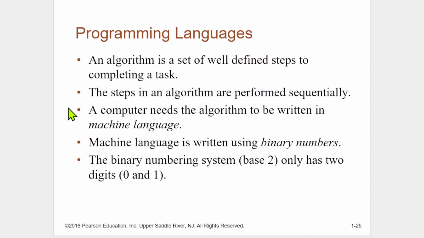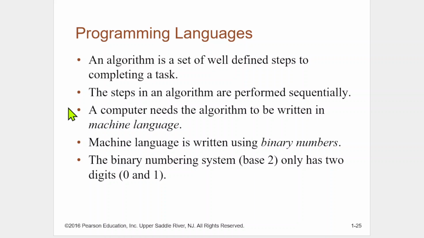An algorithm, you've probably all heard the evil algorithms for AI and stuff everybody rants about on the news because they don't know what algorithms are. But an algorithm is just simply a set of well-defined steps to complete a task. The steps in an algorithm are performed sequentially, meaning, think about the order you'd take to make a peanut butter sandwich. It's the algorithm.